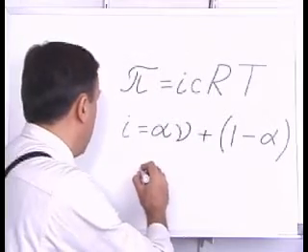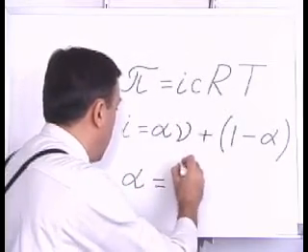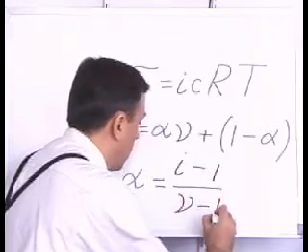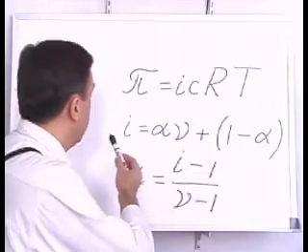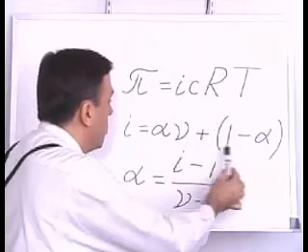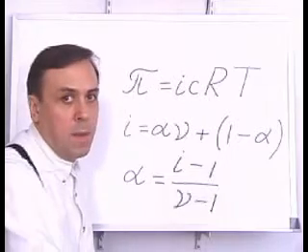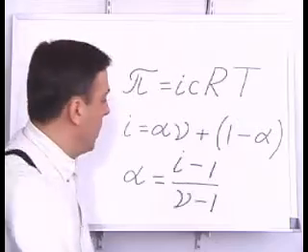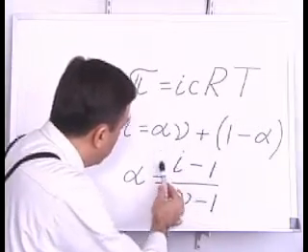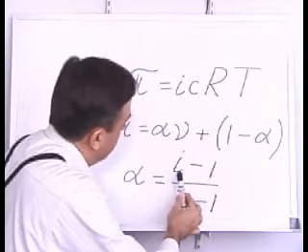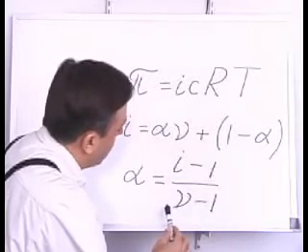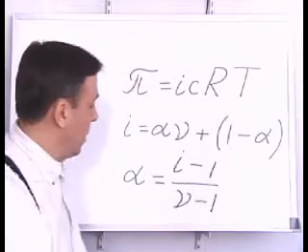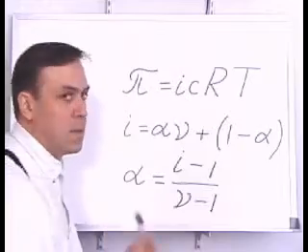And then we may express alpha as i minus 1 over μ minus 1. In this way, we have an expression for this empirical isotonic factor, which turns out to be the actual number of particles existing in a solution. Conversely, if we can find experimentally the value of this isotonic factor for a molecule that we know splits into μ number of ions, we can calculate the degree of dissociation of this electrolyte.